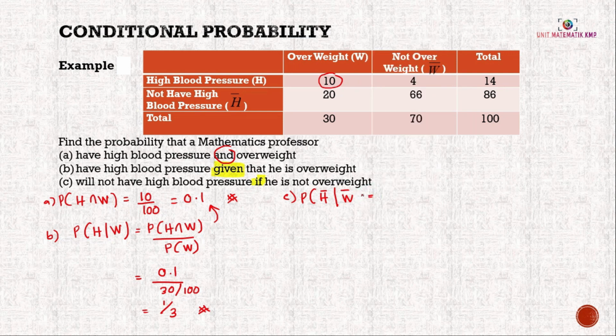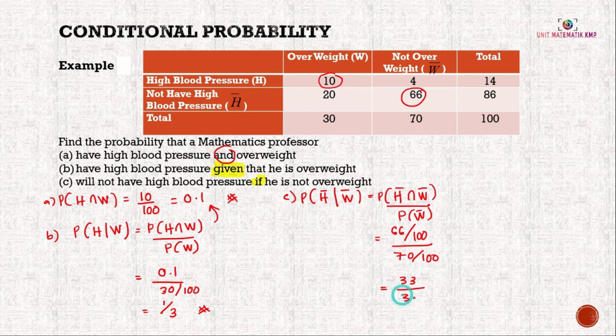So we masukkan dalam formula probability of H bar intercept W bar divided by P of W bar. Okay, so H bar intercept W bar. So dalam table adalah 66. So 66 over 100 divided by, so W bar is 70 over 100. Okay, then simplify, you akan dapat 33 over 35.